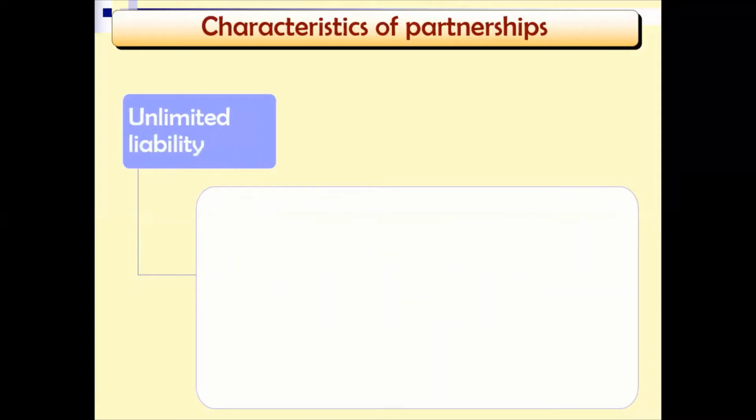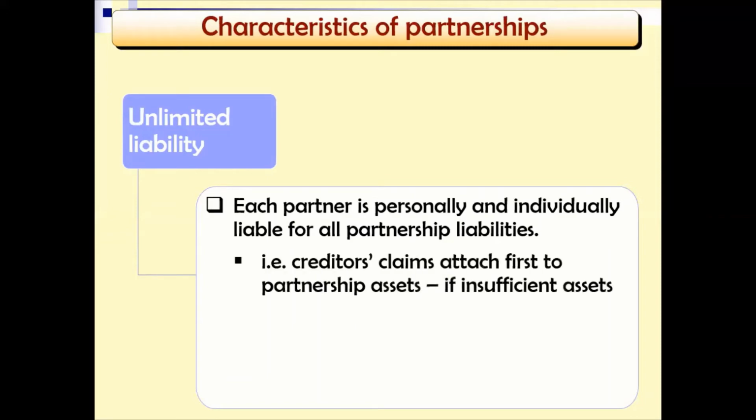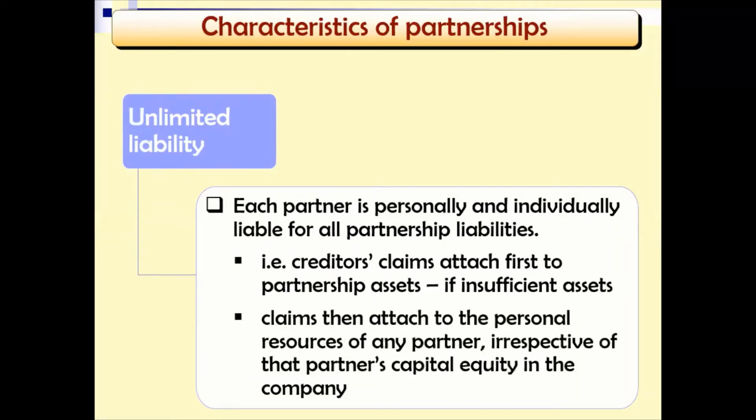Unlimited liability. This means that each partner is personally and individually liable for all the partnership liabilities. To mean they are liable to creditors' claims, they are liable to make good the insufficiency of the assets of the partnership towards the claims of the creditors. So first, creditors attach the assets of the partnership. But if the assets of the partnership are insufficient, then the claims attach to the personal resources of any partner, irrespective of that partner's capital equity in the partnership.